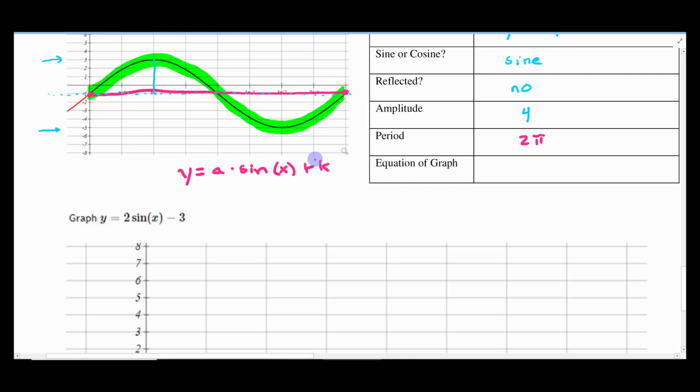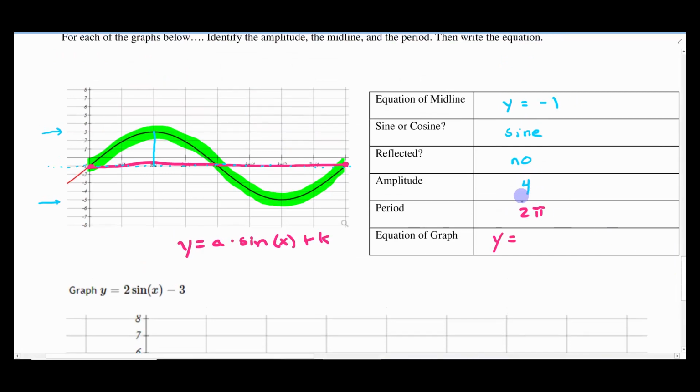These pieces, the a and the k values, we actually found those already. So I'm going to go ahead and write my equation. We're going to say y equals, remember our amplitude here was 4, so 4 sine x. We knew it was a sine function. And then the midline, this is where our midline is.